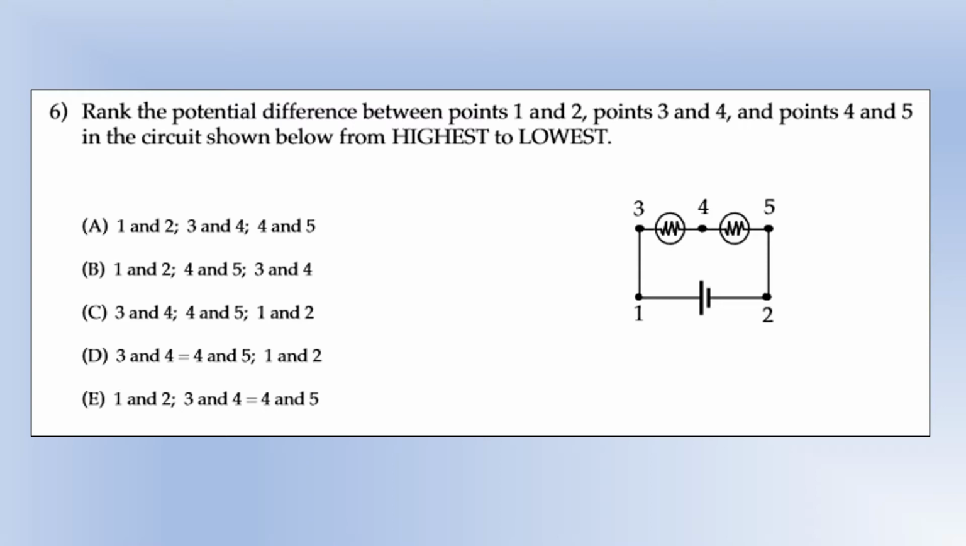So it has to be A, B, or E. Now, these two resistors are identical, so therefore 3 to 4 will be equal to 4 to 5. So that's going to tell us that it is option E.